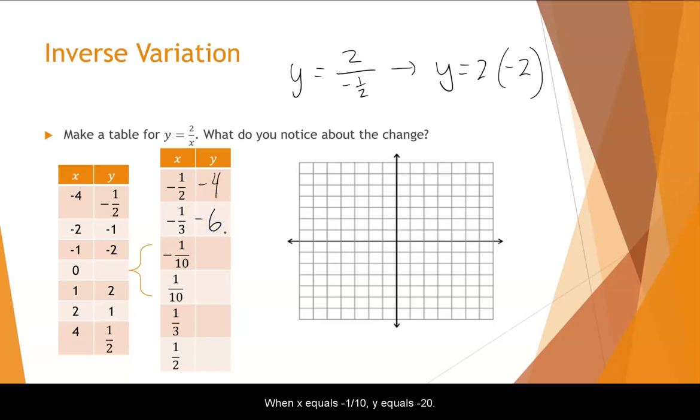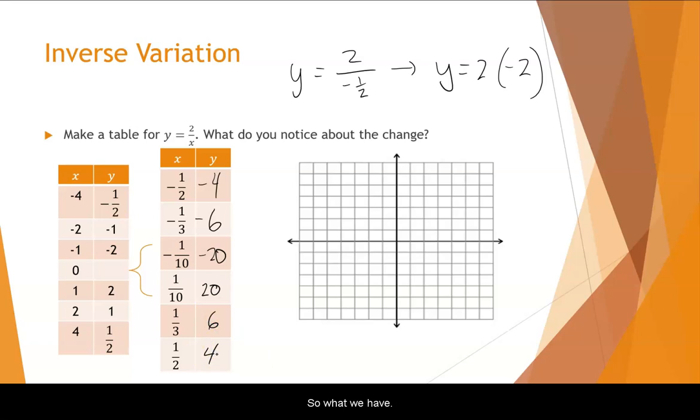When x equals -1/10, y equals -20. And so I can see that as x is approaching 0 from that negative side, y is shooting down, and those y values are getting progressively smaller. This is the opposite of what's happening on the positive side. When x is +1/10, y is +20, and then 6 and 4.